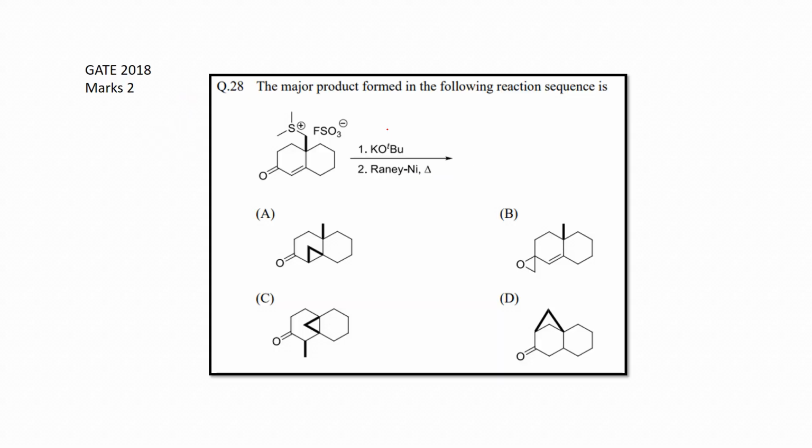So let's try this one. It came in GATE 2018. They have asked what is the major product formed in the following reaction sequence. So they have given this. Is this sulfonium or sulfoxonium? Obviously this is a sulfoxonium ylide. So they have given the sulfoxonium ylide with the base. What will be the major product in this reaction? Just give it a try, then we will solve it together.